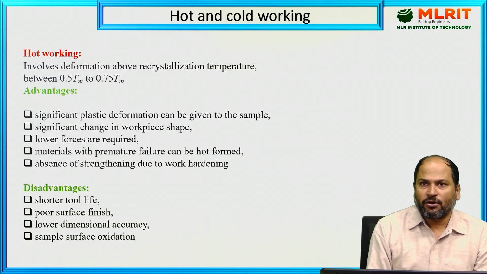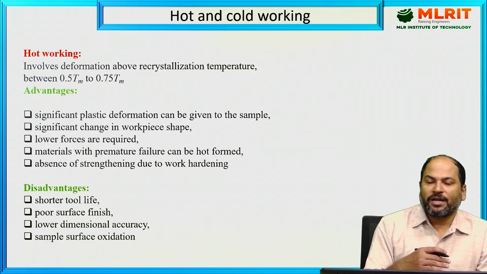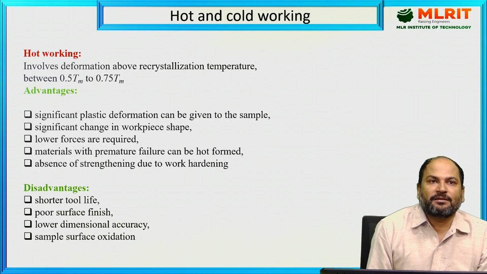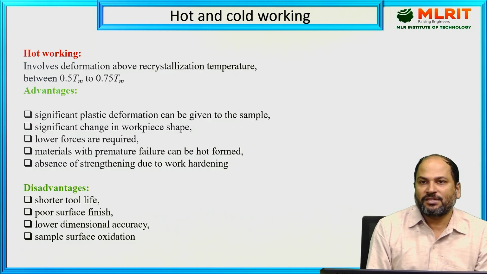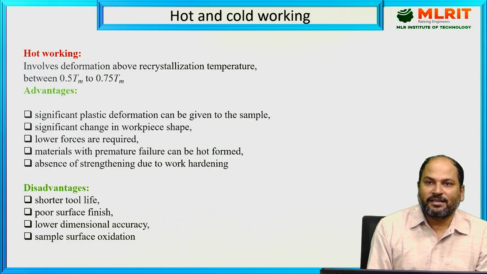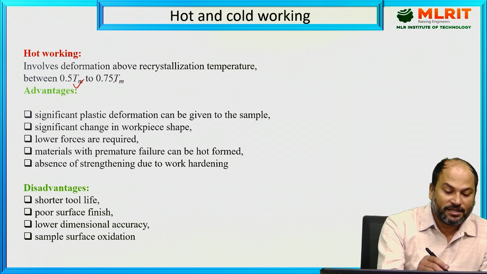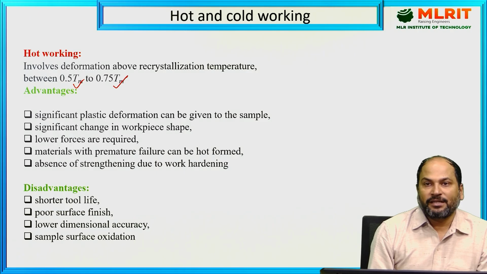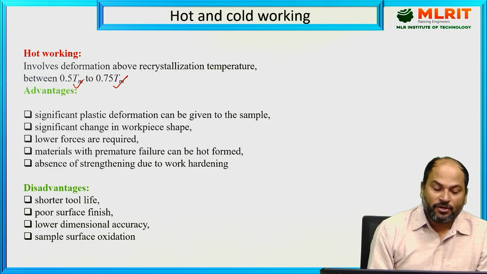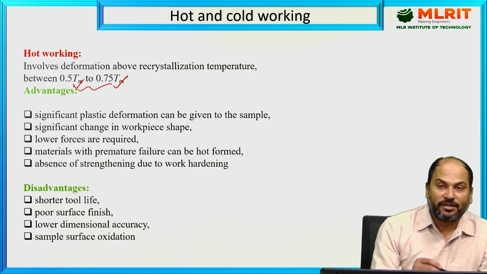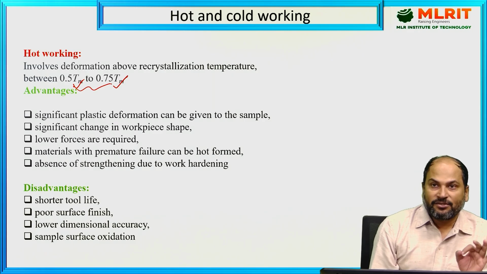Now, what is hot working? Hot working means working above the recrystallization temperature. What is the recrystallization temperature? As I said at the start, generally it is more than half of the melting temperature of the material. This Tm, which has been given here, is the temperature on the Kelvin scale. So generally this is the range. Again I'm telling you, this is the range. This is not a sharp point.